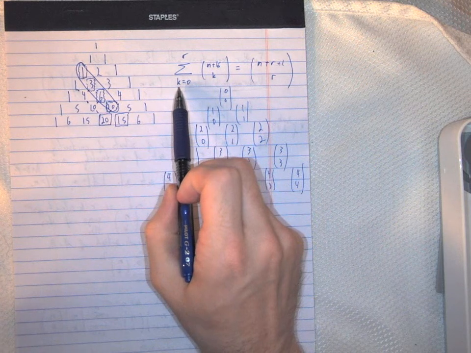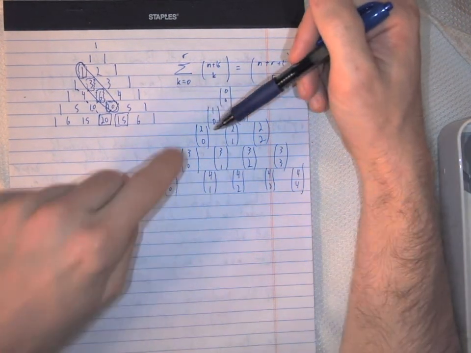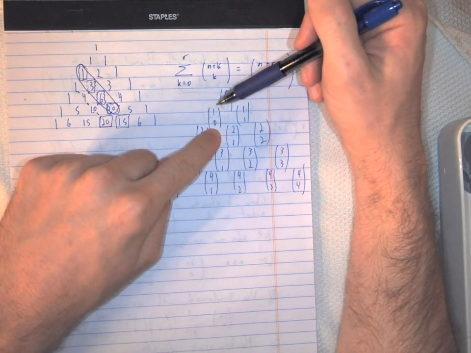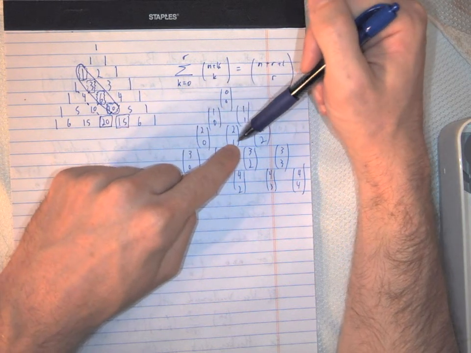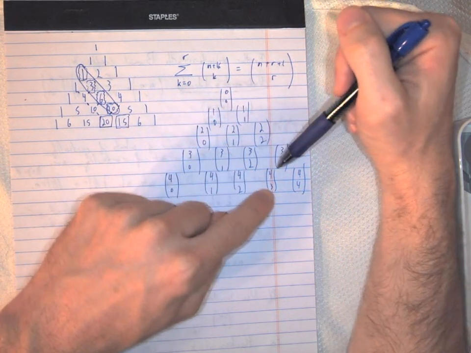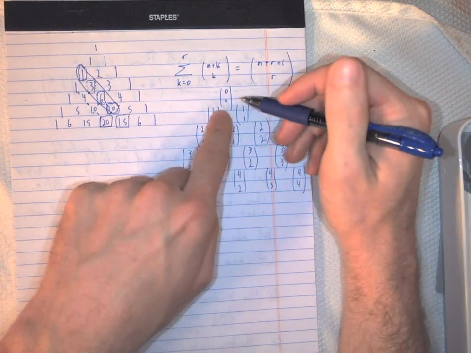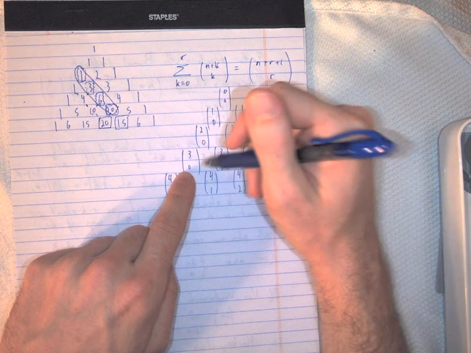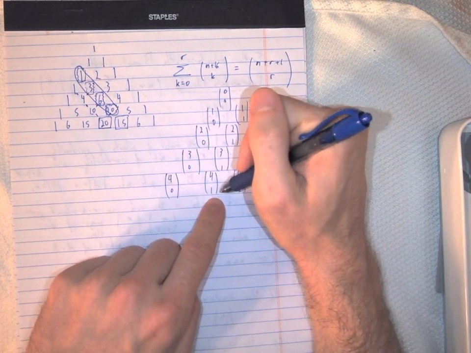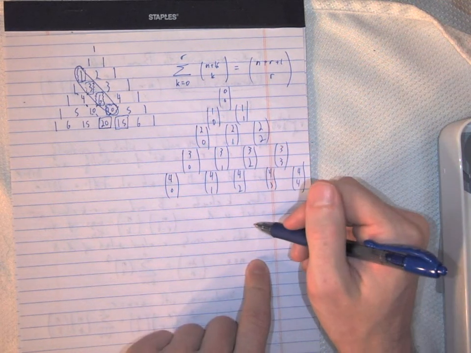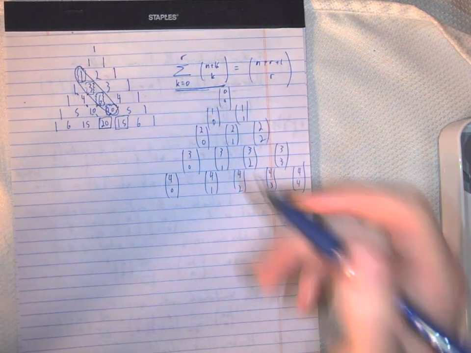So this sum from k is equal to 0 up to r of n plus k, choose k, kind of looks like one of the diagonals, right? If n is 1 and k starts at 0, then it's 1, choose 0, plus 2, choose 1, plus 3, choose 2, plus 4, choose 3. Or maybe if you start somewhere else, if you start at 3, choose 0, then n is 3, plus 4, choose 1, plus 5, choose 2, plus 6, choose 3, and so on and so forth. So you can really see that what this is telling you to do is to sum across a diagonal.